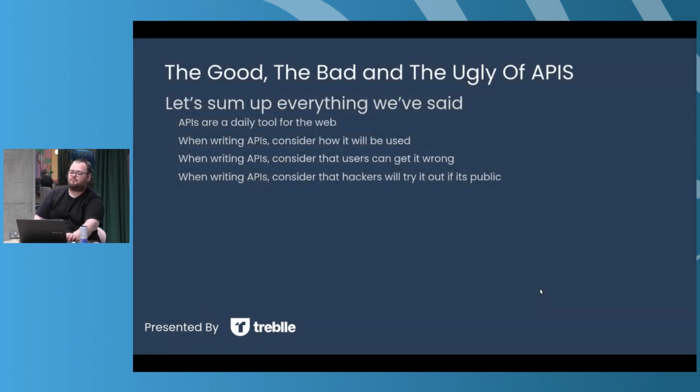So let's sum up what we've said so far. APIs are a daily tool for the web. When writing an API, consider how it's going to be used. When writing an API, consider that users will get it wrong. When writing an API, consider that hackers will try it out if it's public. I mean, I can't resist it. If I find an API, the first thing I'm going to do is try and find a way of breaking it.